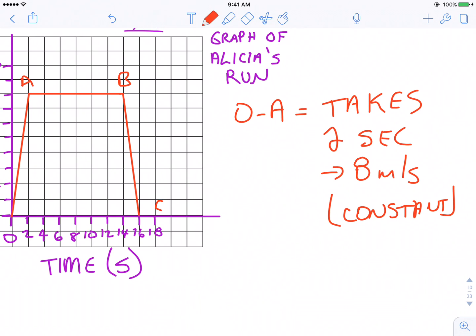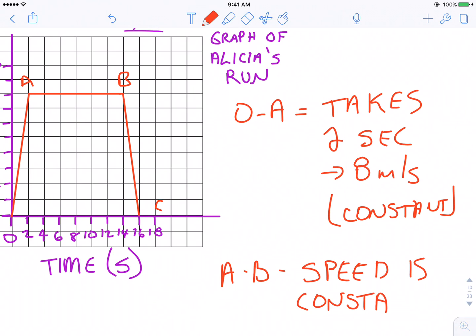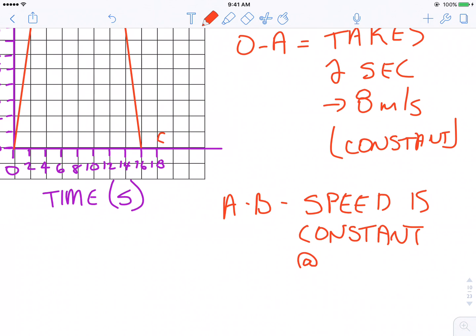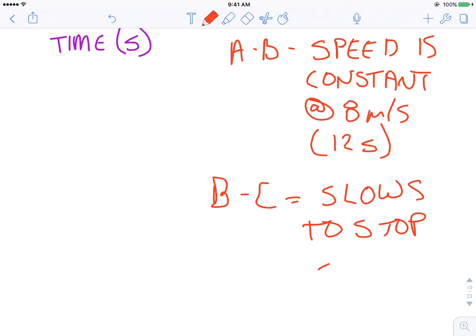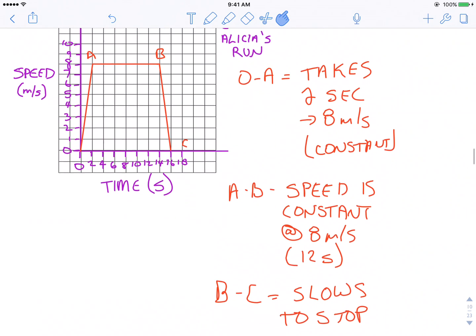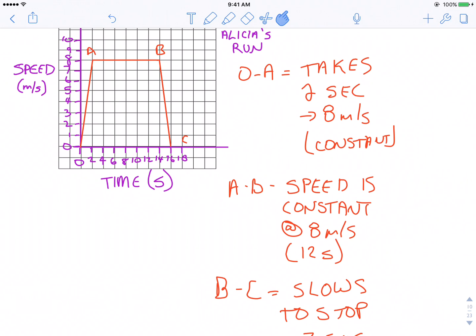What's happening from A to B? She's at constant speed, constant at 8 meters per second. For how long? For approximately 12 seconds. And B to C: very simple explanations or descriptions of what's going on here. She slows to a stop, and it takes her about 2 seconds to do so. Very quick race for her, all over in 16 seconds.